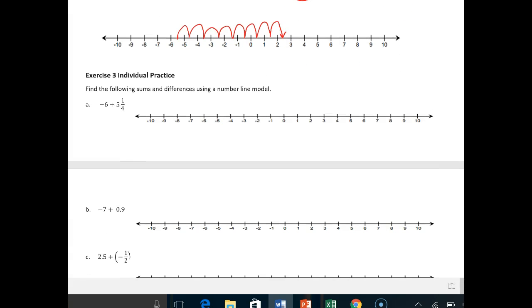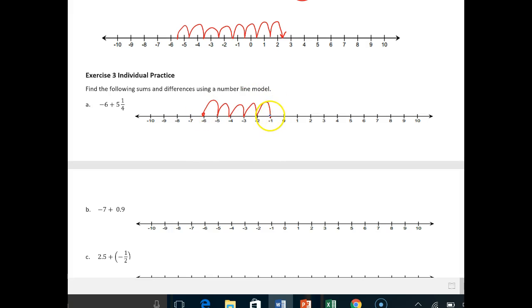All right, so let's try and do -6 plus 5 1/4. So start at -6, and we're going to move +5 and then +1/4. So let's just move the whole numbers first. 1, 2, 3, 4, 5. Now move 1/4.